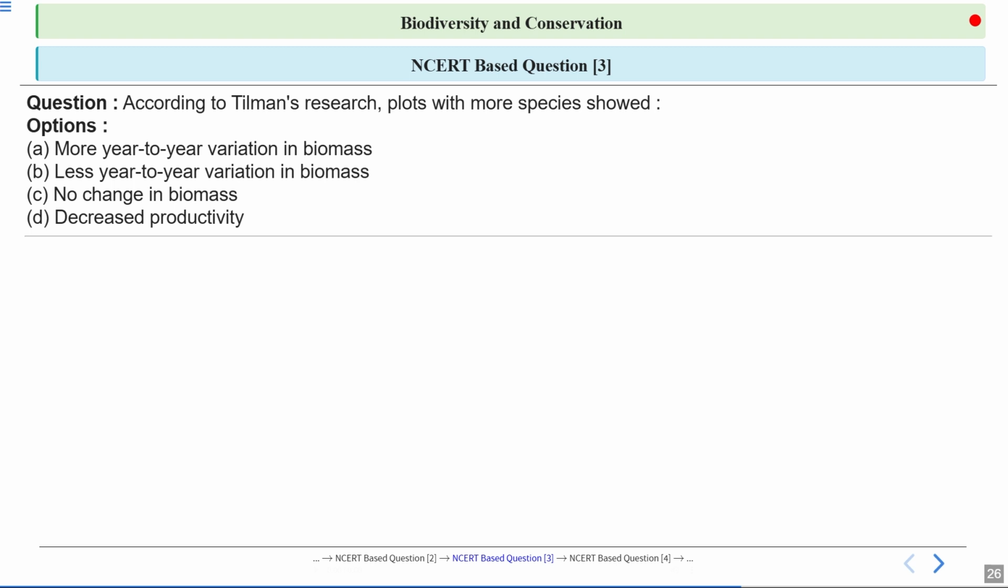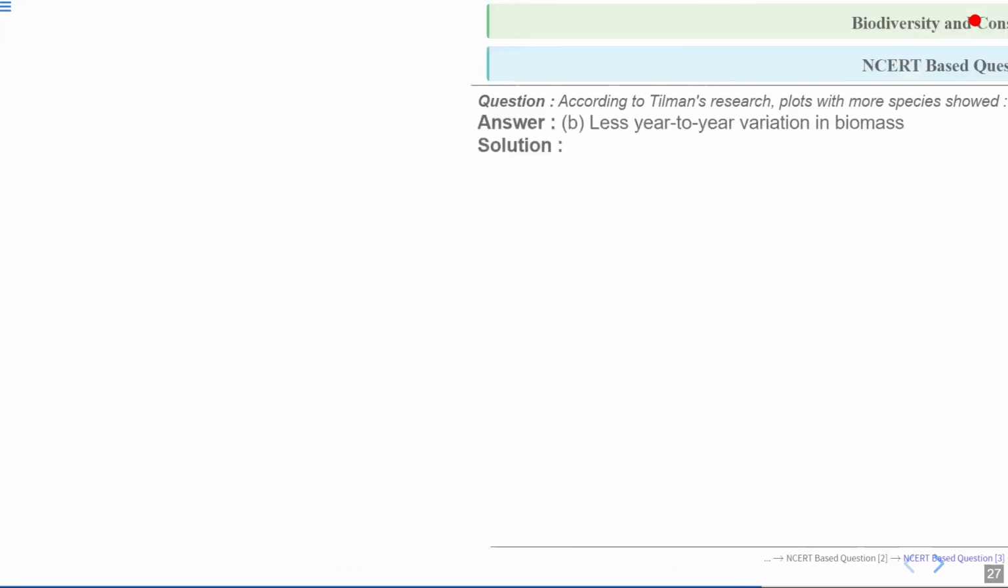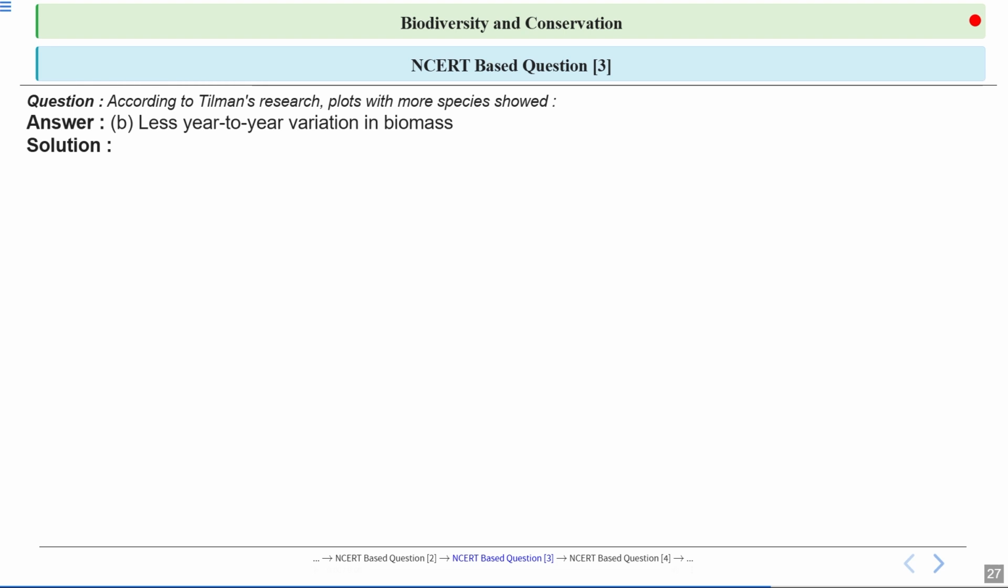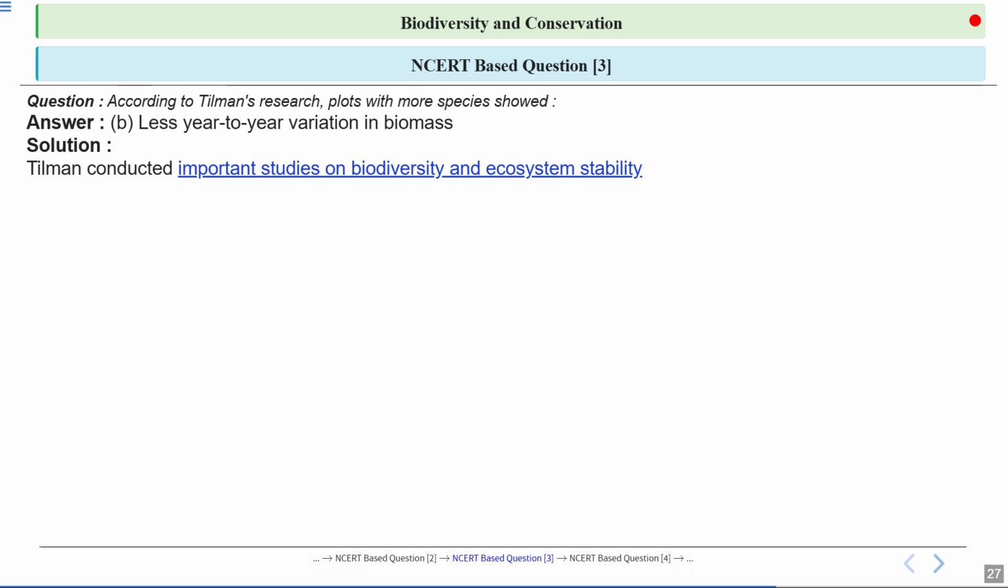Next question, according to Tilman's research, plots with more species showed. The options are more year-to-year variation in biomass, less year-to-year variation in biomass, no change in biomass, or decreased productivity. What will be the correct answer? Let's have a look at the answer. Option B is the correct answer, less year-to-year variation in biomass. Let's discuss the solution.